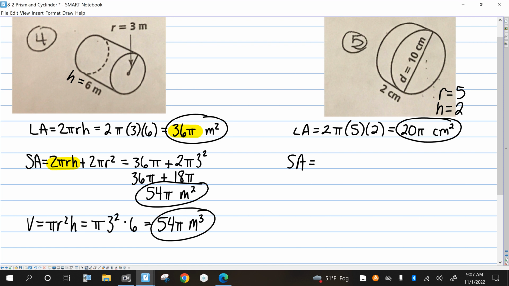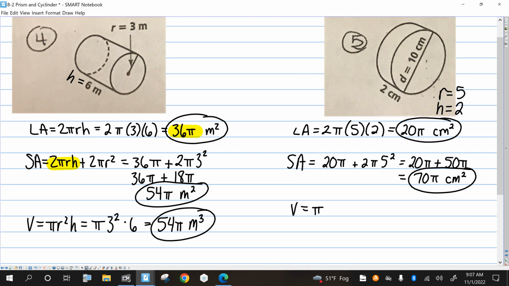With our surface area, remember it's the lateral area plus 2 pi r squared. So you could just pull this number down. 20 pi plus 2 pi. R is 5. That's right. 5 squared is 25. Times 2 is 50 pi. 20 and 50 make 70 pi centimeters squared. 5 squared is 25, and then times the 2. Yeah, don't forget to times the 2. That's a big mistake that people usually make, as they square the number but forget to multiply by 2.